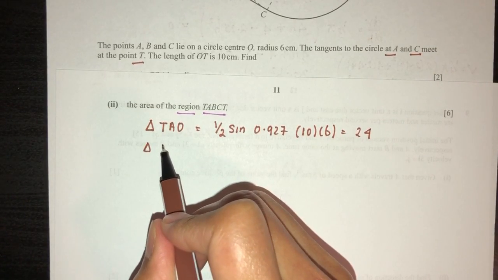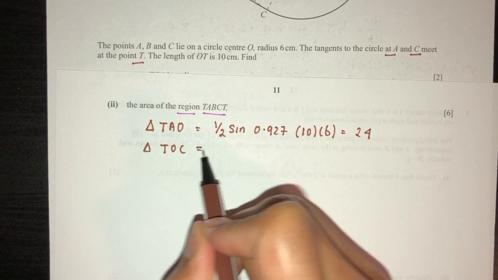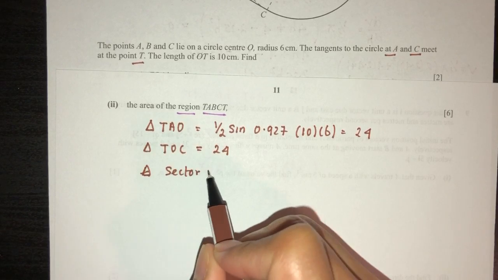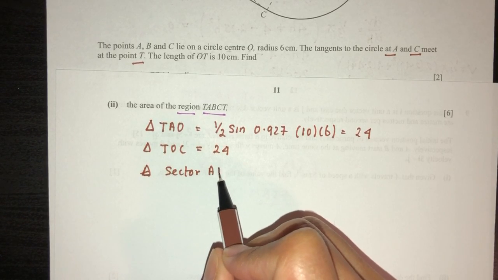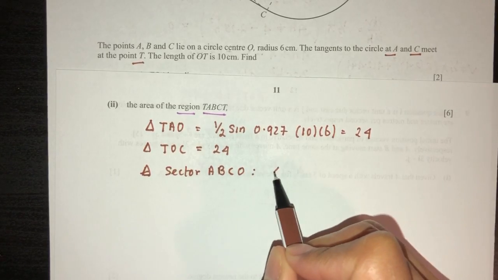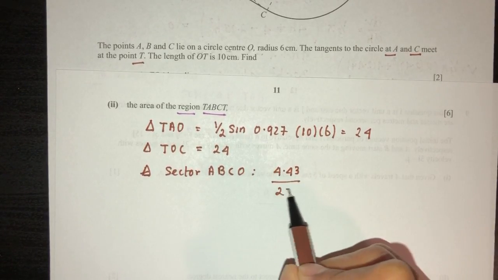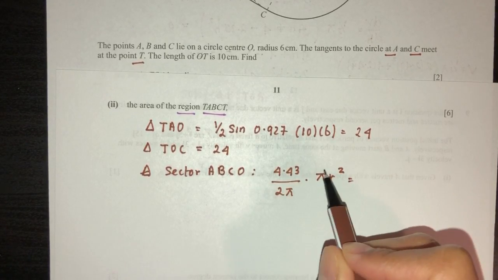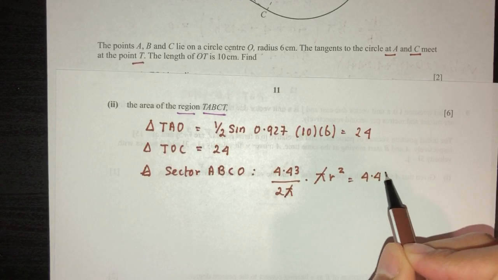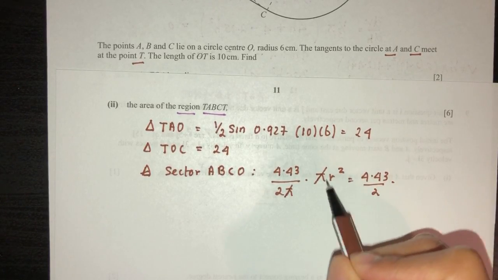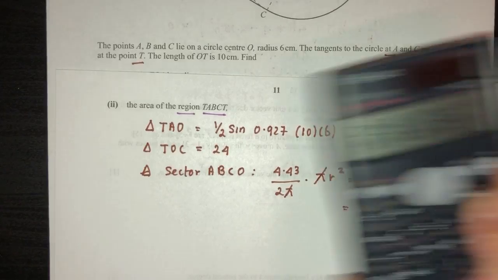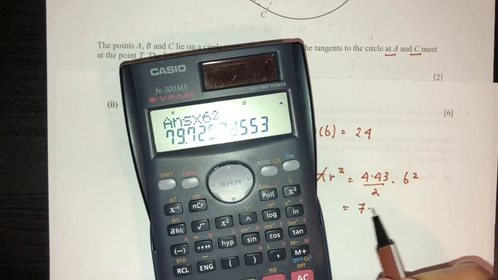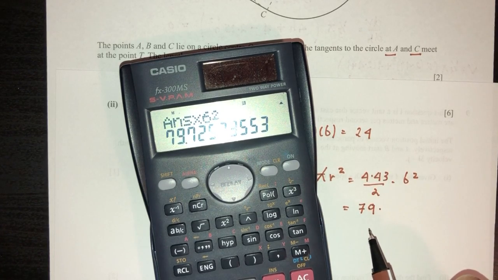Okay, so let's find the area of the sector. The area of triangle TOC is also the same. So now, not triangle, the area of sector ABCO will be the angle 4.43 over 2 pi times pi r squared. The pi can go away, so that will be 4.43 over 2. In this question, the value of r is 6 squared, so divided by 2 times 6 squared. That will be 77.9.